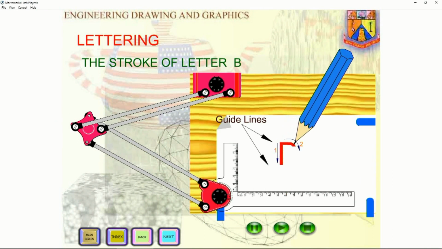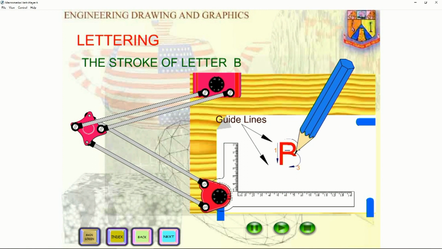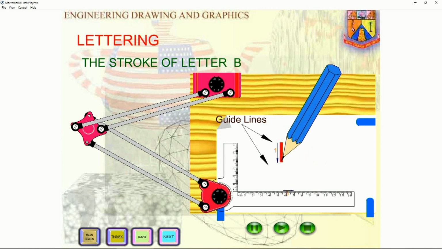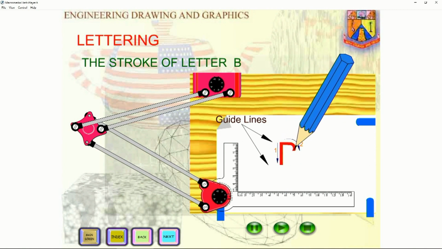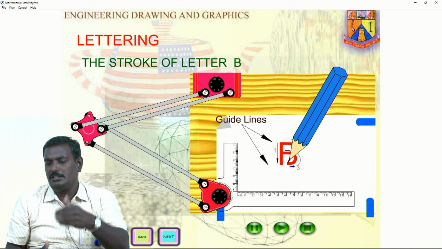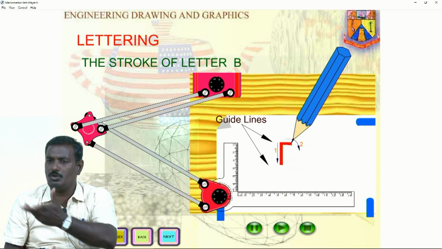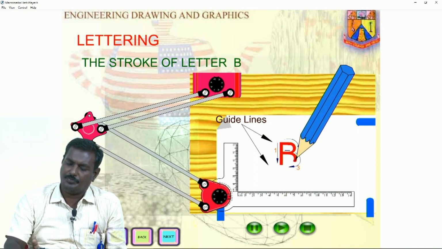Similarly, letter B. Strokes number 1, number 2. You already learned, so I can't repeat again, but from this animation you have to be able to understand how to produce it, how we are arranging the mini drafter, papers and so on. So that is the logic.